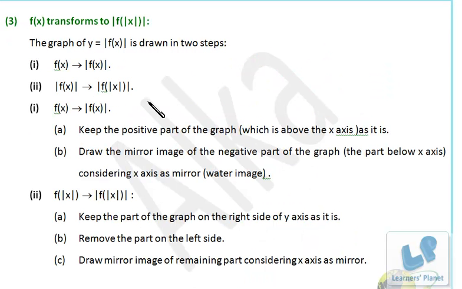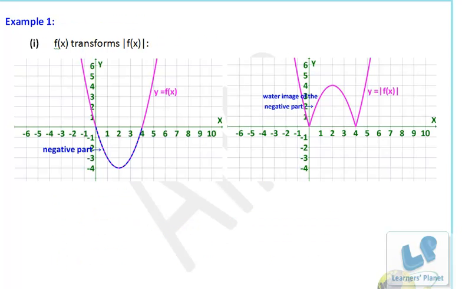Now here two things are happening simultaneously. x is converted to modulus of x and complete modulus is also taken, right? So what we have to do, first of all, we have to draw the graph of f(x) to modulus of f(x). Then from modulus of f(x) to f of modulus of x, right? So how it happens or how it is done, let's discuss by taking an example. Now suppose I have this graph that is f(x).